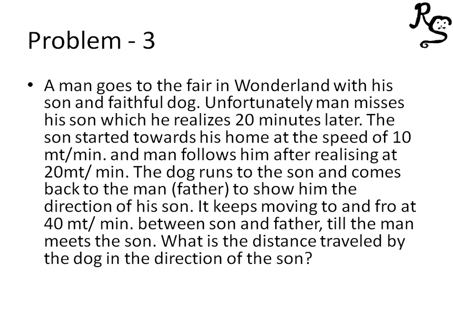Now let us take problem 3. A man goes to the fair in Wonderland with his son and faithful dog. Unfortunately, the man misses his son, which he realizes 20 minutes later. The son started towards his home at the speed of 10 meters per minute at the same time, and the man follows him after realizing at 20 meter per minute speed. The dog runs to the son and comes back to the man to show him the direction of his son. It keeps moving to and fro at 40 meters per minute between son and father till the man meets the son. You have to calculate the distance traveled by the dog in the direction of the son.